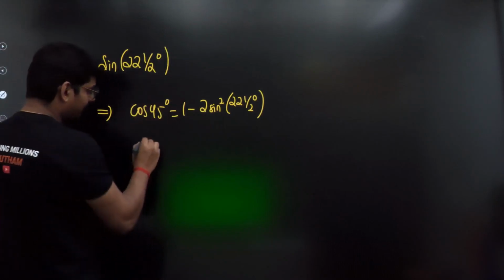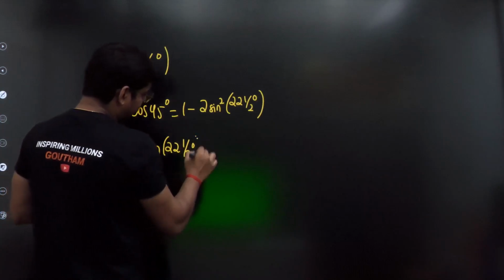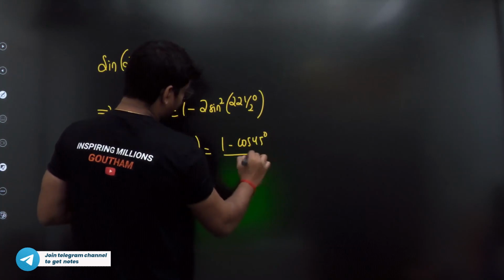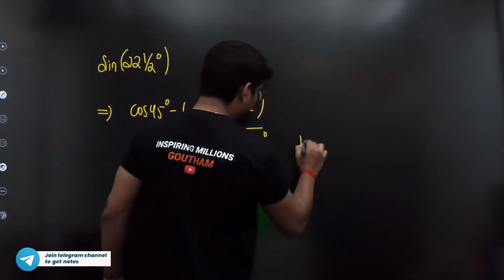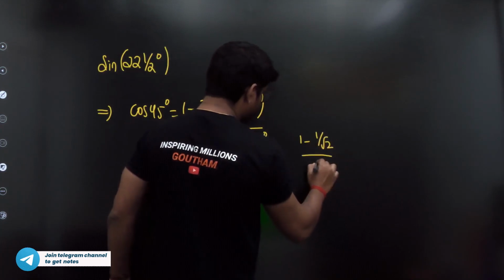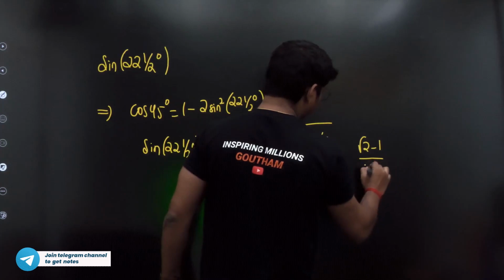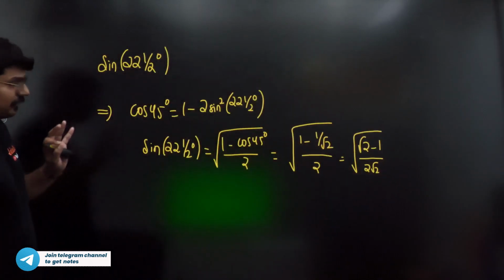So from here, guys, what is sine 22 and half degrees going to be? It is 1 minus cos 45 degrees by 2, whole under square root. So the value is 1 minus 1 by root 2, divided by 2, whole square root. So I'll be getting root 2 minus 1 by 2 root 2, whole square root. This is what I'm going to get. I hope it's clear for you.